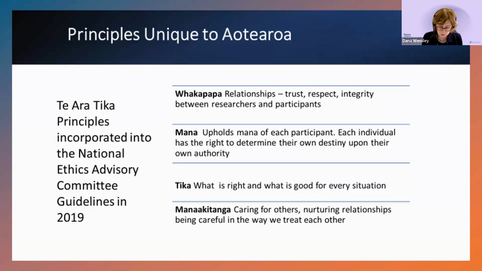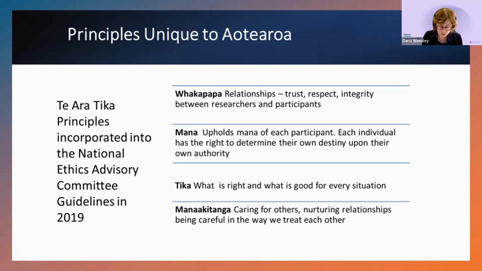Now, whakapapa refers to relationships, the quality of the relationships, and the structures or processes that have been established to support those. The relationship between researcher and participants, and in New Zealand this can include hapū, whānau, or iwi, must involve trust, respect, and integrity.